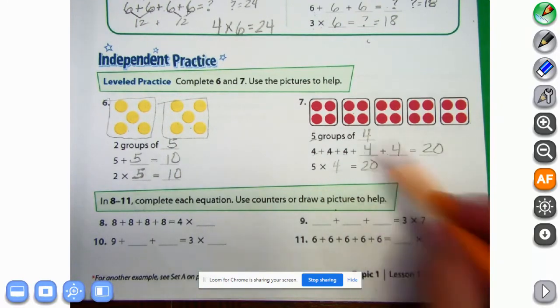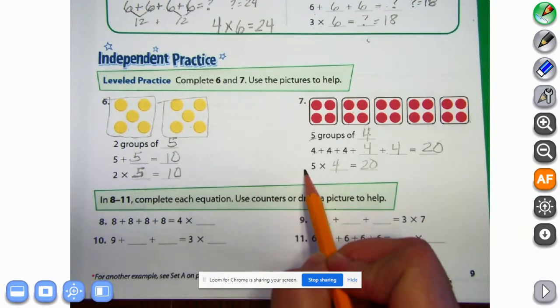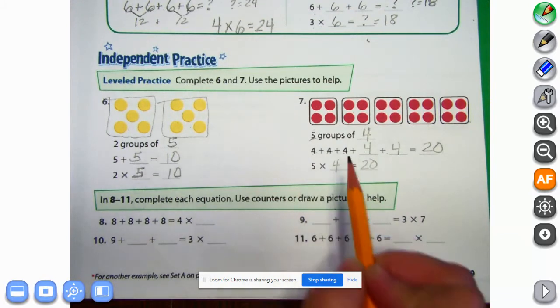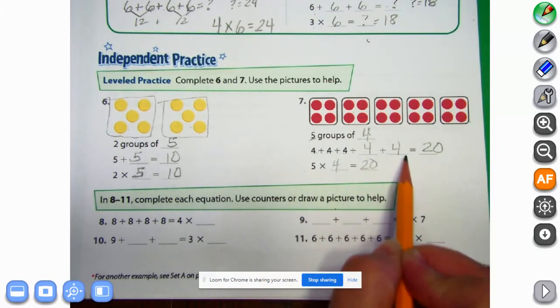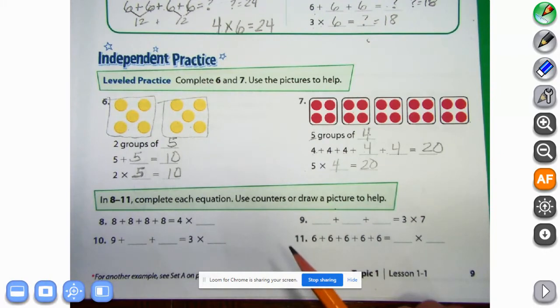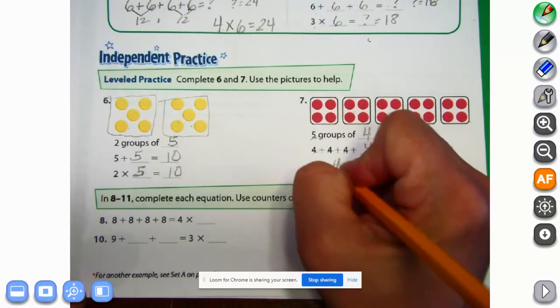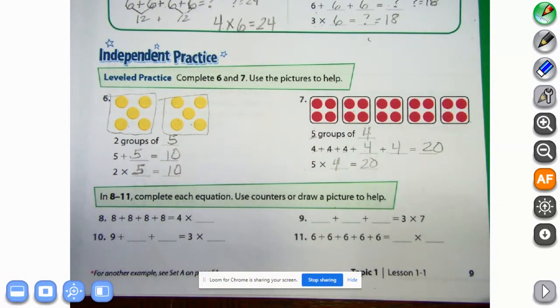All right. So do we see how this is faster? It's more efficient than doing all of these to add together. So as we're getting older, we're going to get more efficient. Efficient means we're going to be able to do it in less steps, faster and easier.